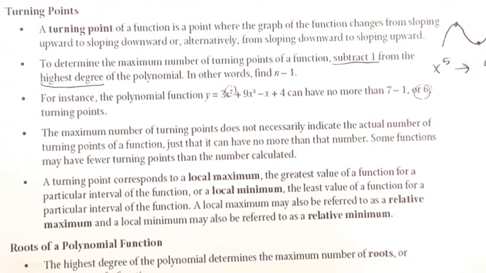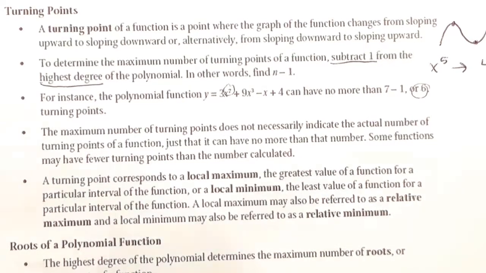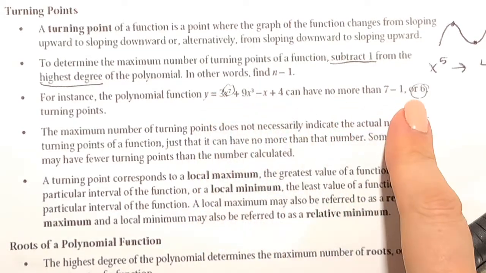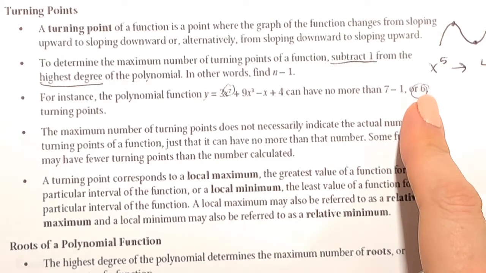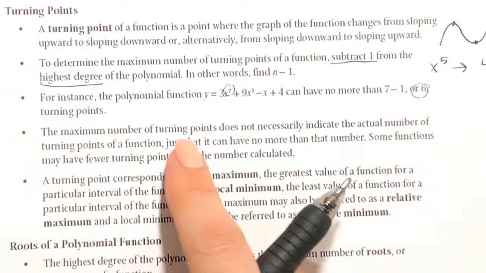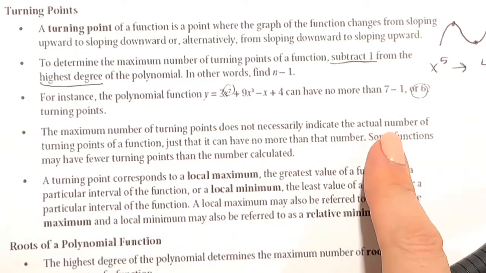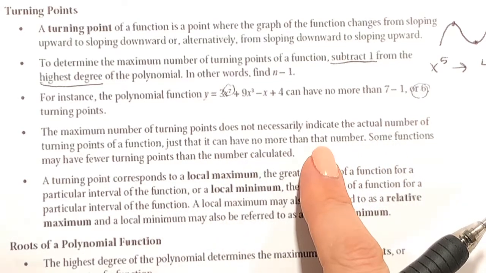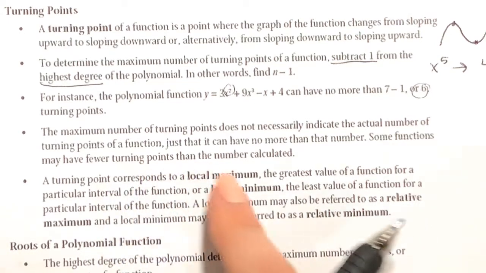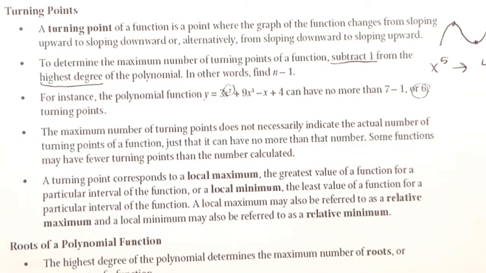With those turning points, this is just a max number of turns. It doesn't necessarily mean you'll have exactly that many turns. It just says you could have up to that many. So on this equation, if I actually graphed it, I might not have exactly 6. That's the maximum I could have. So I could have 5 or 4 or 3 or 2. So 6 or less. The maximum number of turning points does not necessarily indicate the actual number of turning points of a function, just that it can have no more than that number. So some functions may have fewer turning points than the number calculated. Just keep that in mind, and we'll get to why that happens in a second.